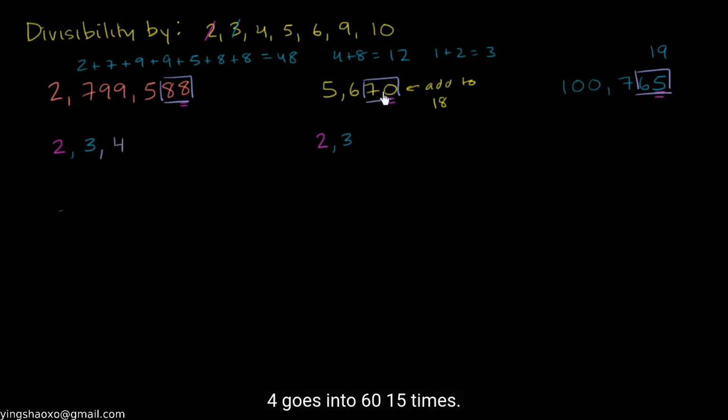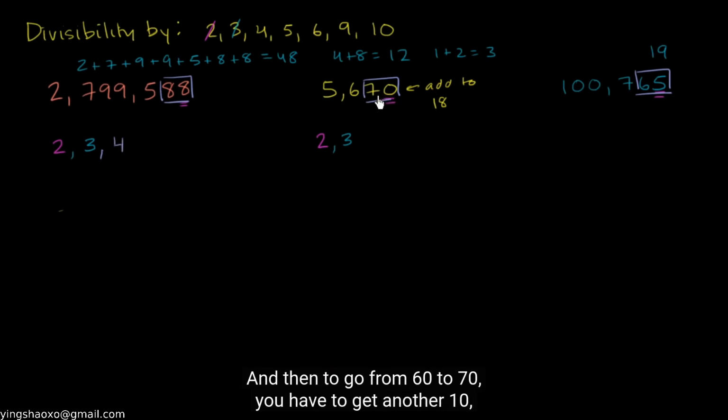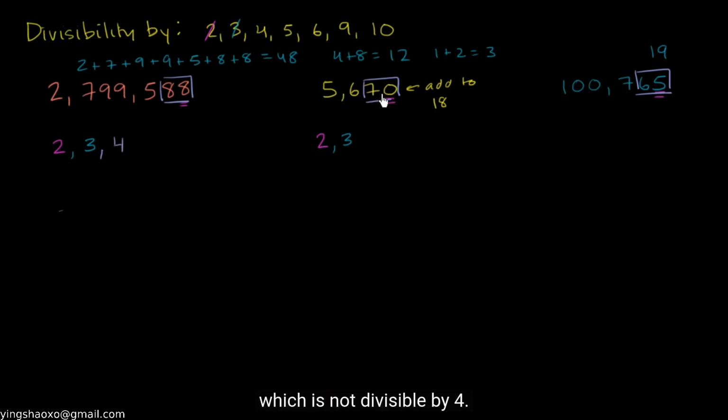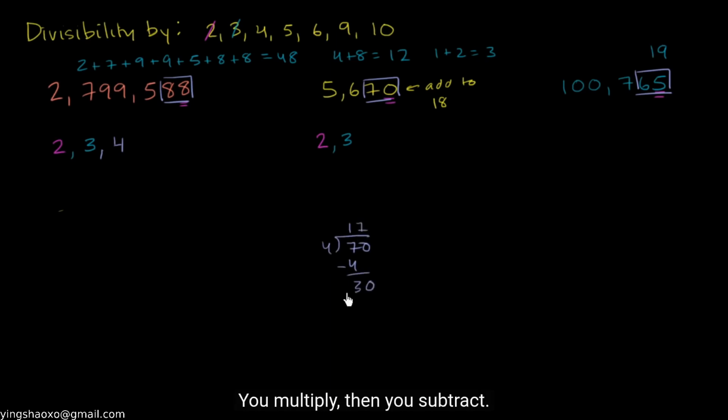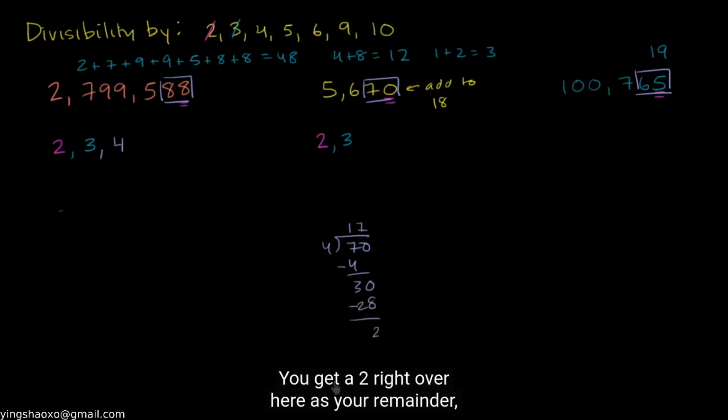Now let's see, 4 goes into 60 15 times. And then to go from 60 to 70, you have to get another 10, which is not divisible by 4. So that's not divisible by 4. And you could even try to divide it out yourself. 4 goes into 70 1 times. You subtract, you get a 30. 4 goes into 37 times. You multiply, then you subtract. You get a 2 right over here as your remainder. So it is not divisible by 4.